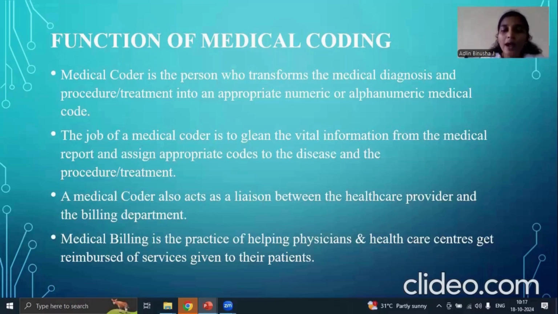The medical coder acts as a liaison between the healthcare provider and the billing department. Now, the billing department is coming into the picture. What is billing?